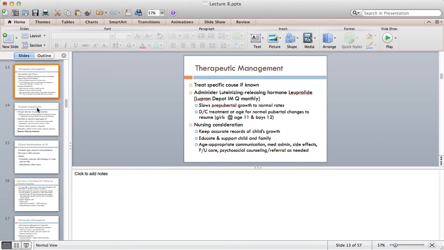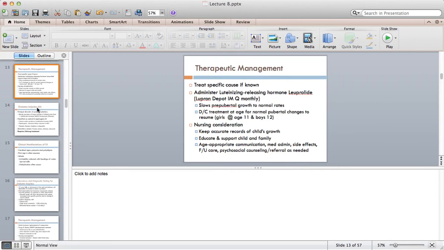Okay. For that condition that is abnormal or premature development of sexual characteristics, again, you give the hormone Lupron to help retard the rate, to slow the progression. And then once that child reaches the age of normal puberty, you withdraw the medication and allow normal puberty to take its course.